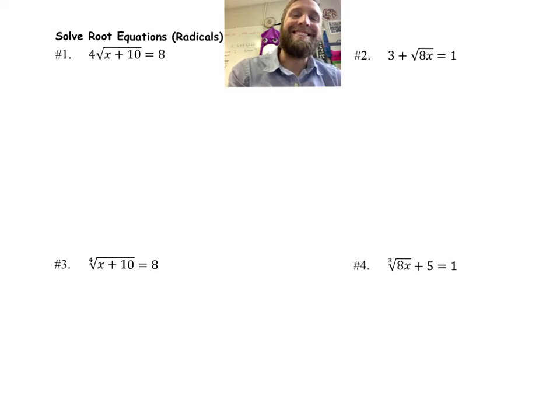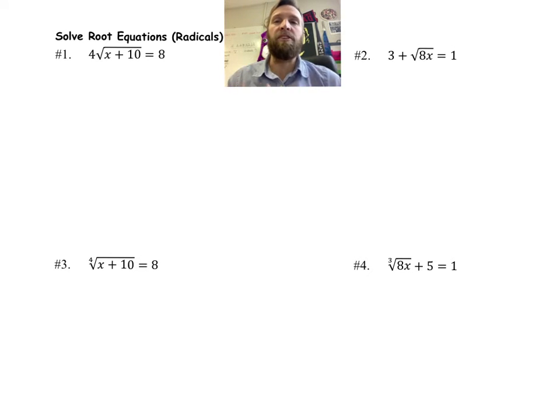Hello, my friends. Today we are solving some root equations, which are also sometimes called radicals. If you look at all these equations, we got square roots, we got cube roots or third roots, we got fourth roots, fifth roots. You can keep going on whatever you want. As you've learned from me in this chapter, you just keep undoing.